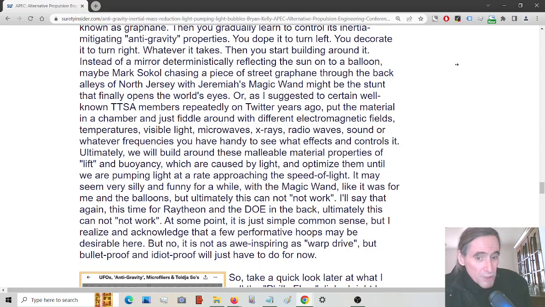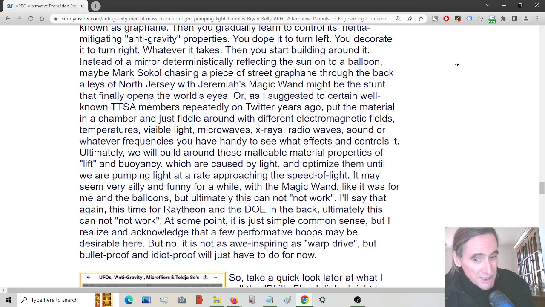Ultimately, we will build around these malleable material properties of lift and buoyancy, which are caused by light, and optimize them until we are pumping light at a rate approaching the speed of light. It may seem very silly and funny for a while with the magic wand, like it was for me with the balloons, but ultimately, this cannot not work. I'll say that again, this time for Raytheon and the DOE in the back. This cannot not work.